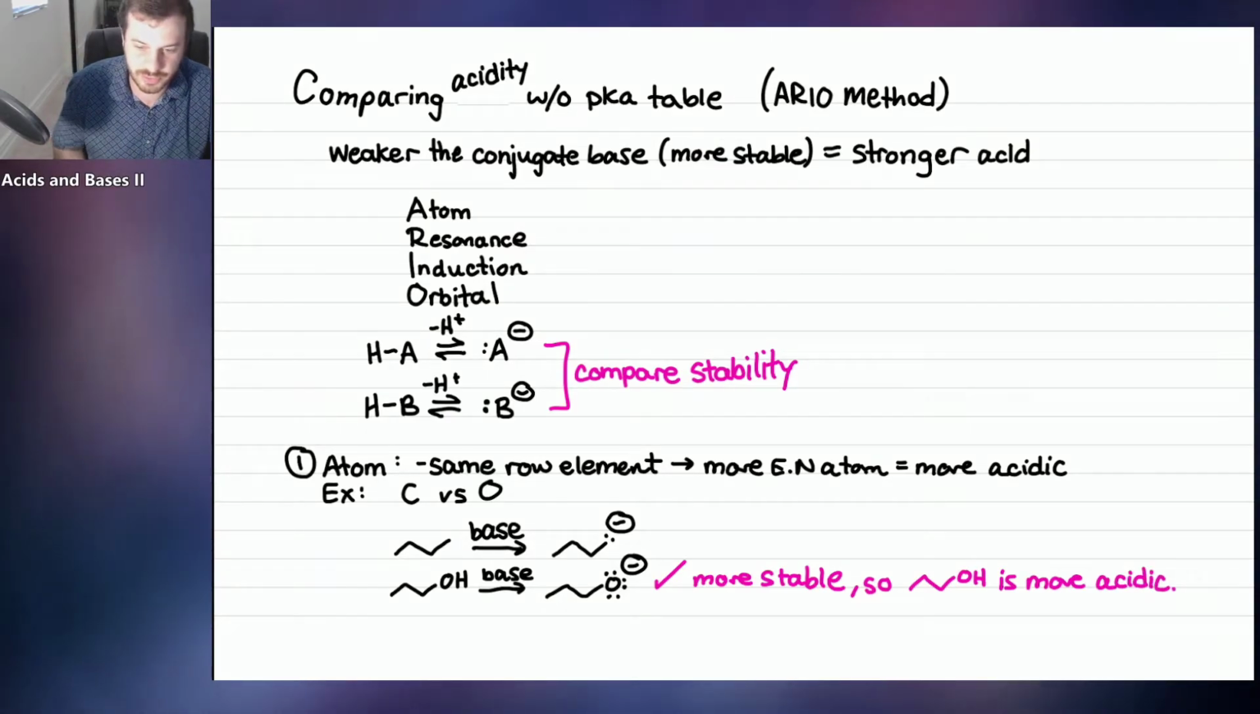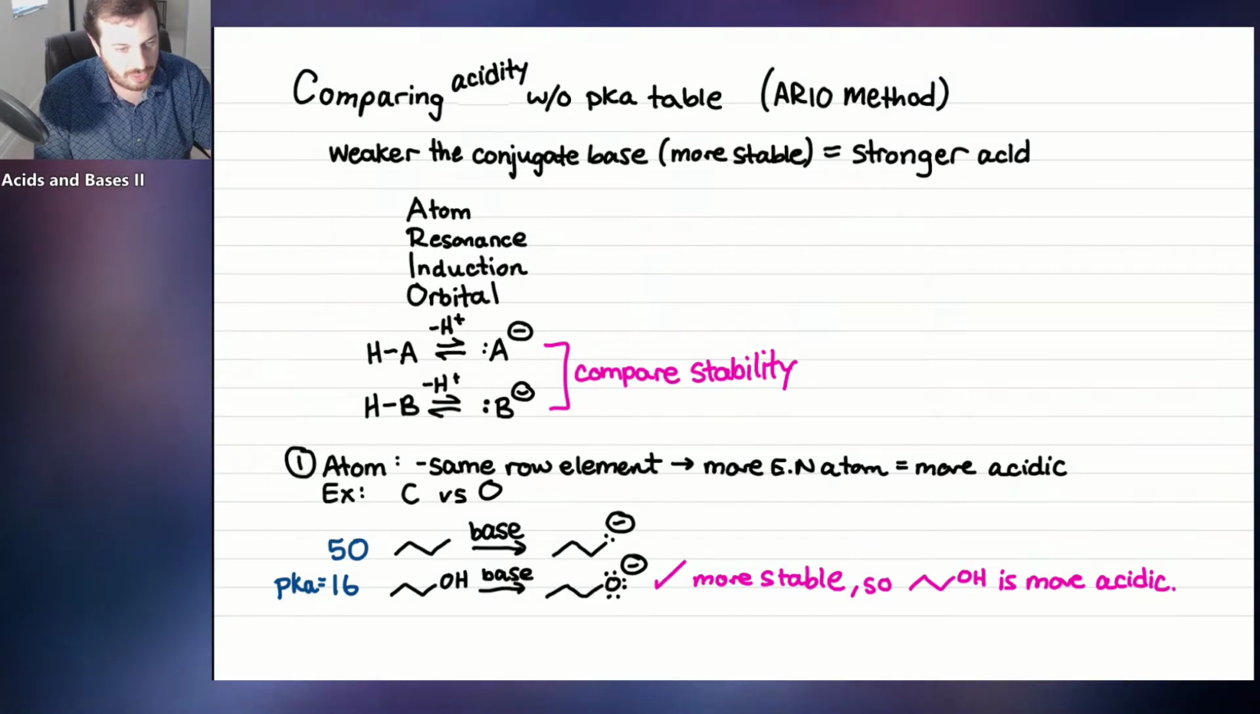Okay, so that's how we use the REO rule. We look at which atom is being deprotonated, and if it's more electronegative, then that is going to be the stronger acid. And of course, we can confirm that using the pKa table. The pKa of butane is 50 for alkane, and the pKa of an alcohol is 16. And sure enough, 16 is way, way, way less than 50. So that means that the alcohol, in agreement with the pKa table, is much more acidic than the alkane, butane.